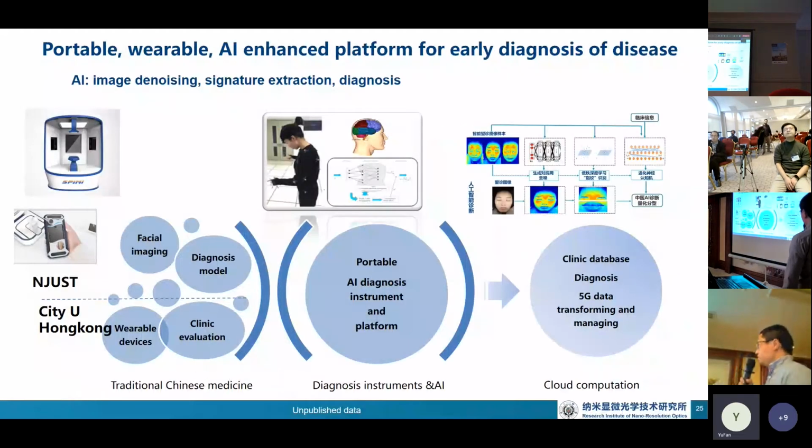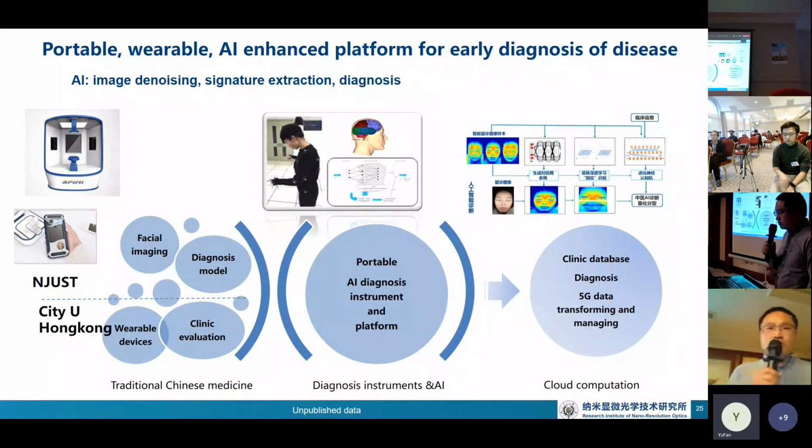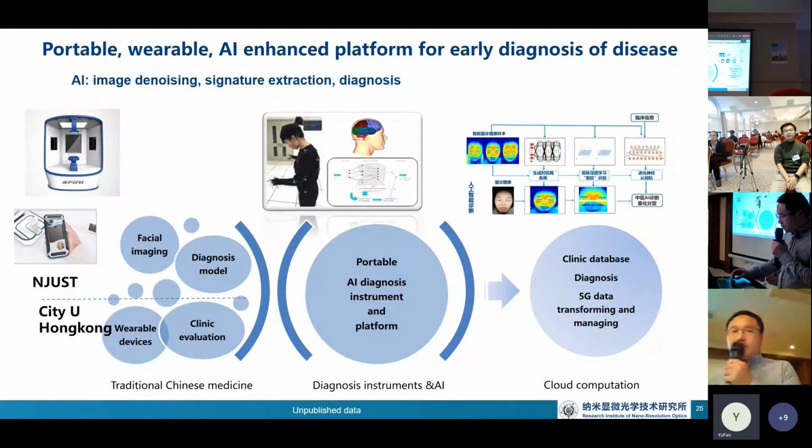Of course, we have a long-term plan together with our collaborators, like CityU of Hong Kong, to develop this kind of instrument, algorithm and database into a platform which can provide portable, wearable, and personalized diagnosis instruments and a platform for disease. And AI, of course, everybody uses AI. In our method, AI is for imaging denoising, signature extraction, and diagnosis.